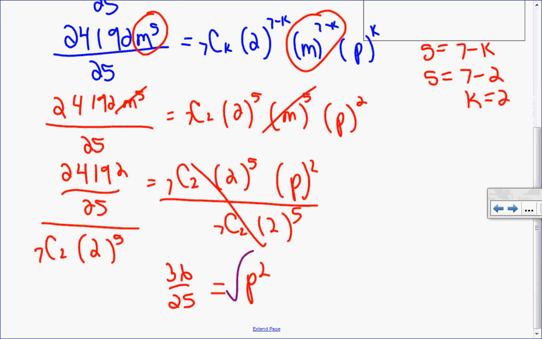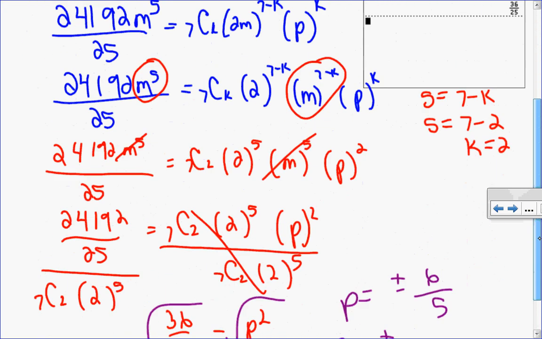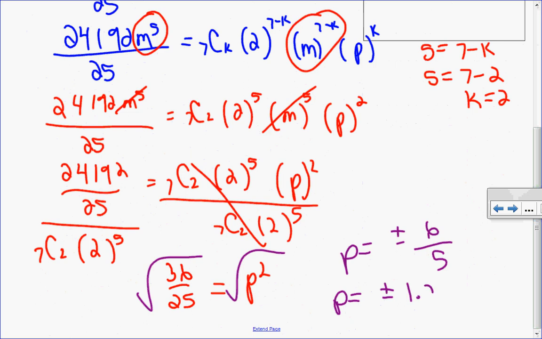So now I just have to take the square root of both sides to figure out what p is. Now remember in math, when you take the square root of something, the answer could be positive and negative. So square root of 36 is 6, square root of 25 is 5. So that means p is equal to plus or minus, I believe they want it to the nearest tenth, yes, 6 divided by 5 is 1.2. So two different answers, because a positive squared is a positive, and a negative squared is also a positive.